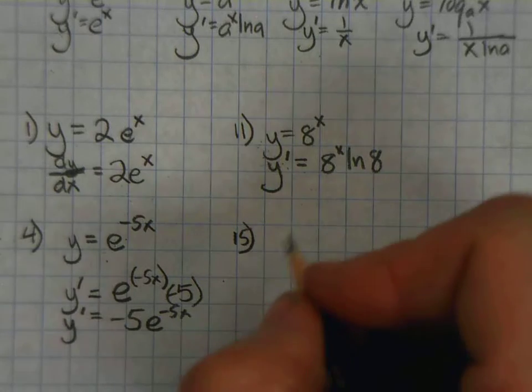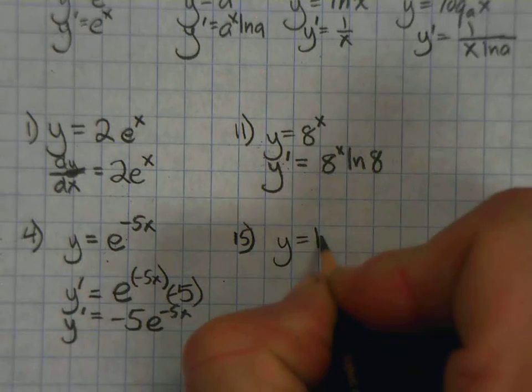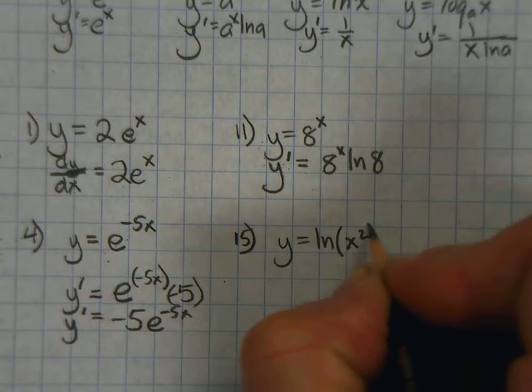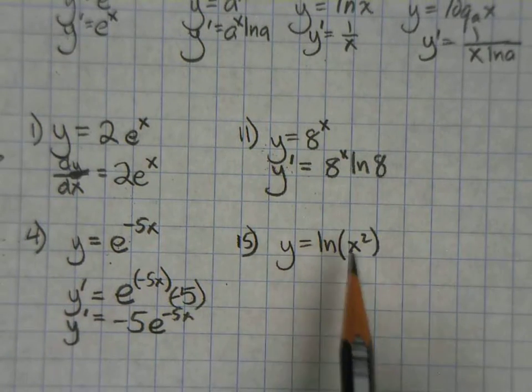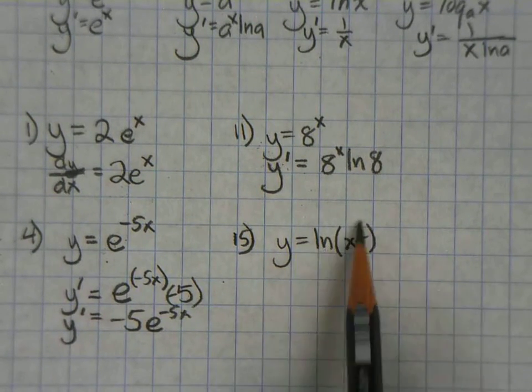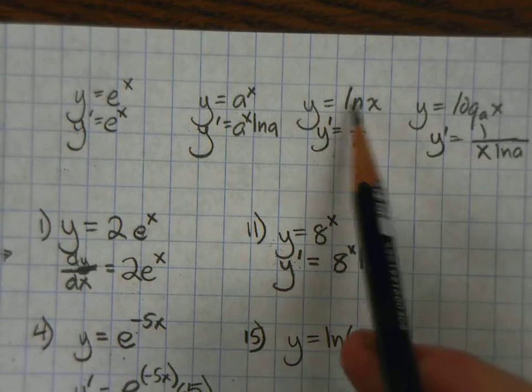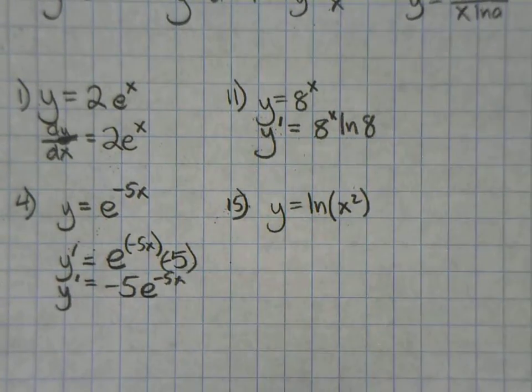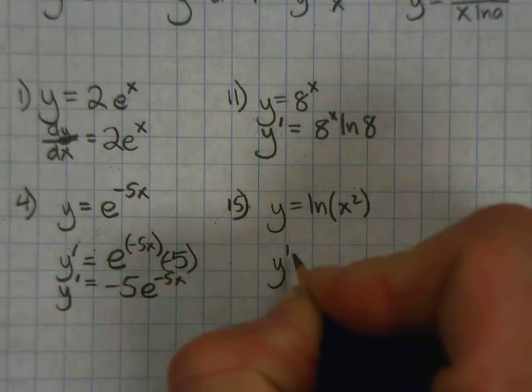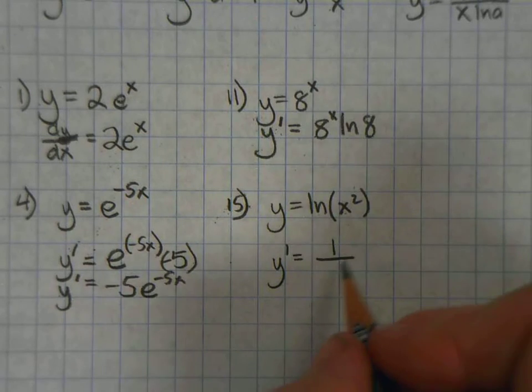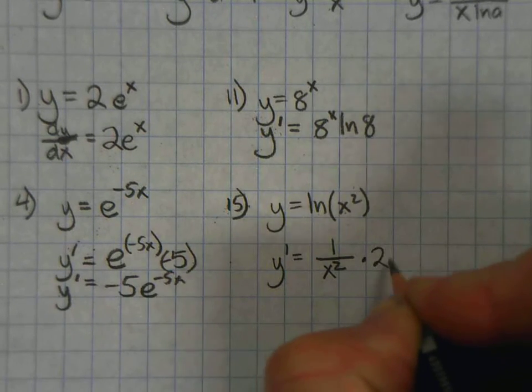Natural log of x squared. Okay, so let's see. What's the derivative? The derivative of natural log of something is 1 over our something. That's our rule up here. So y prime, the derivative of y, is 1 over our something. That's an x squared, which has a derivative of 2x.